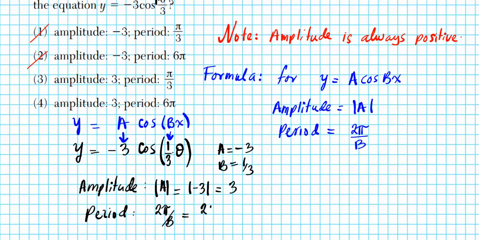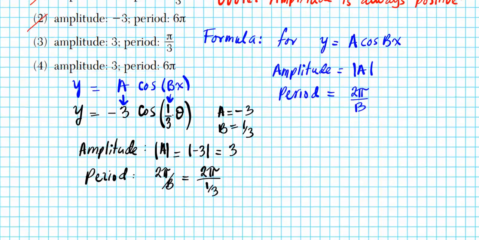So we have 2 pi over b, which is 1/3. Now this is a complex fraction. Looks terrible. How can we rewrite it in a simpler format? All we do is change, flip, multiply the numerator by the reciprocal of the denominator, which is 3/1, and then you multiply it across, and there goes your period. Period is 6 pi, and your amplitude is +3. Option number 4 is the answer to this problem.